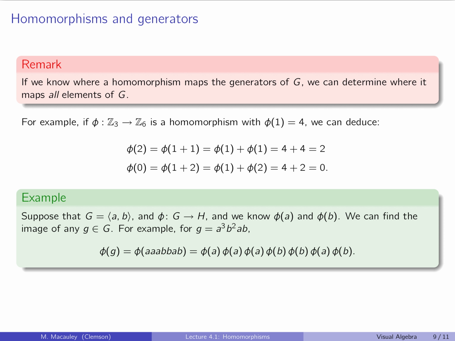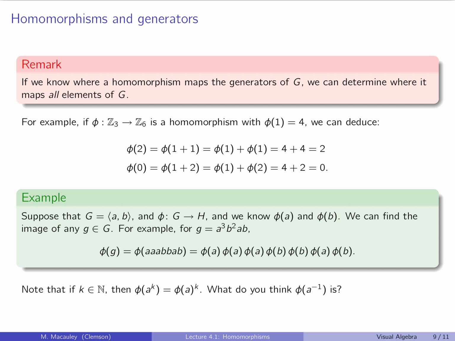More generally, suppose that a group G is generated by elements a and b, and phi is a homomorphism from G to H. And we know what phi of a and phi of b are. In this case, we can find the image of any element little g in big G. For example, if little g equals a cubed b squared a b, then phi of g equals phi of a cubed b squared a b. You just write that as phi of a, phi of a, phi of a, phi of b, etc.